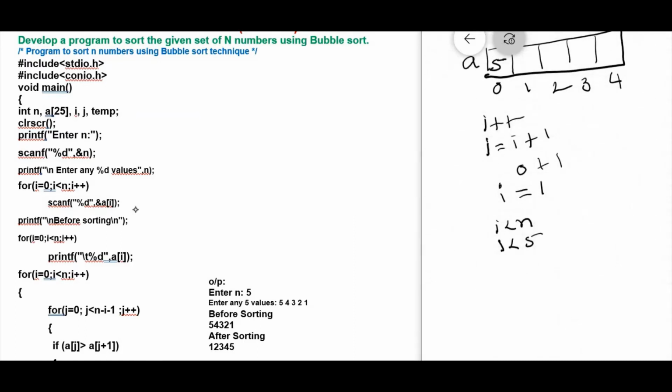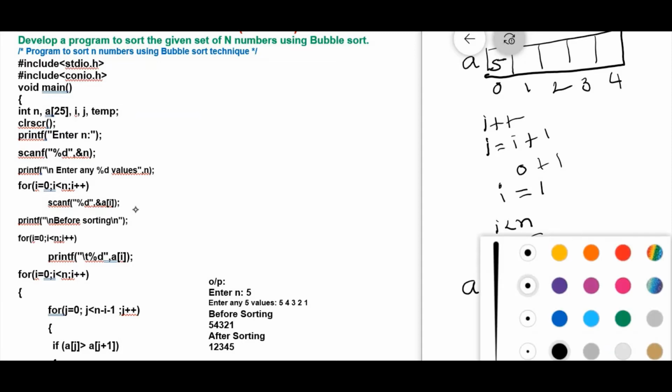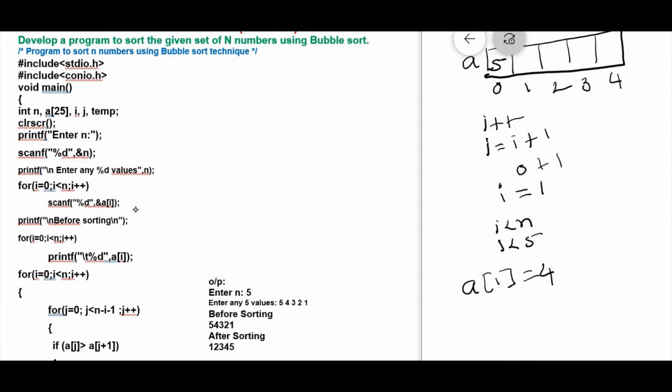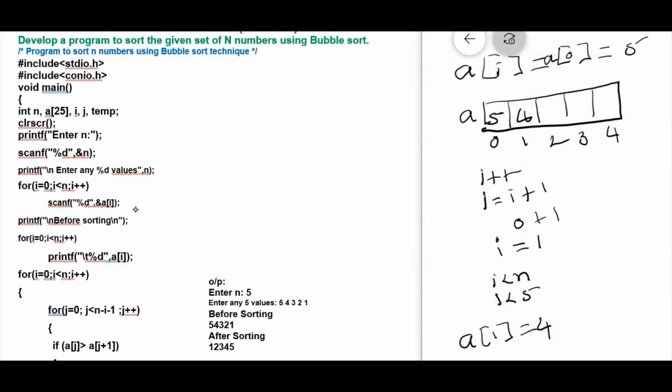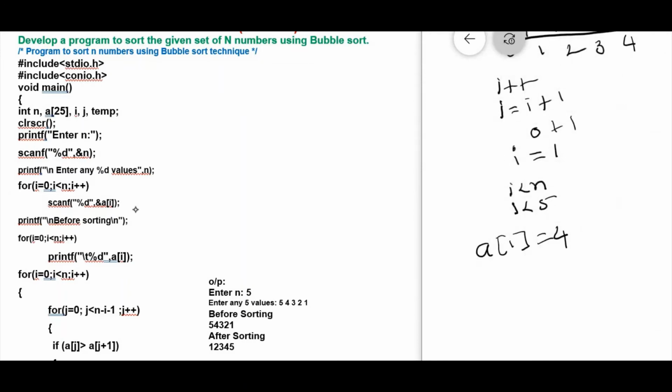So now a of 1 will have the next value. What is the next value? Next value is 4. So 4 will be stored in a of 1, here. Okay. Now again i will be incremented.